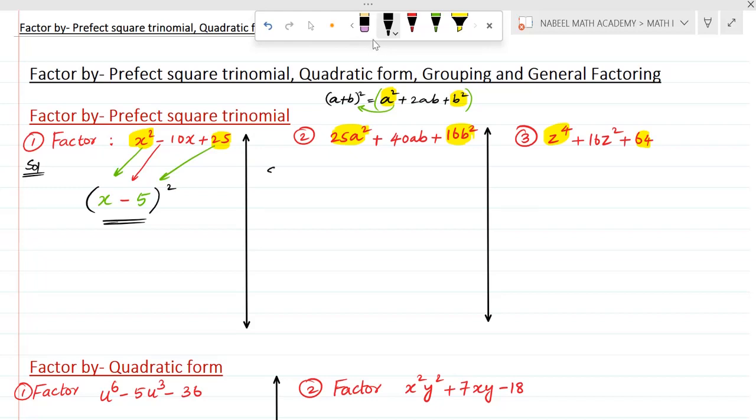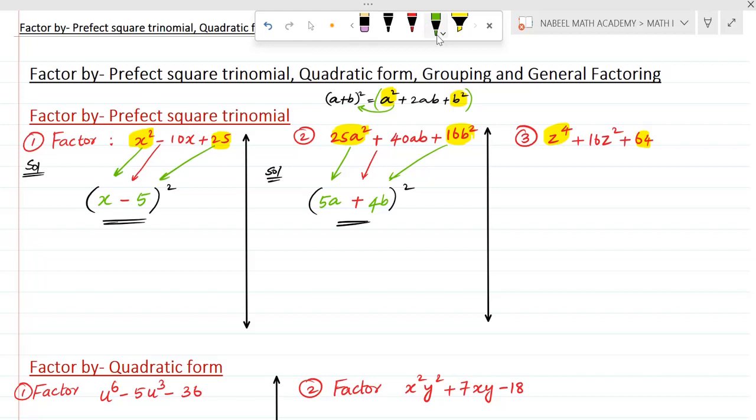Similarly, the next one is a whole square. Take the square root, so you will get here 5a, and here 4b, and the sign will be the same sign. What is the sign? It is plus. So this is the factor: (5a + 4b) whole square.